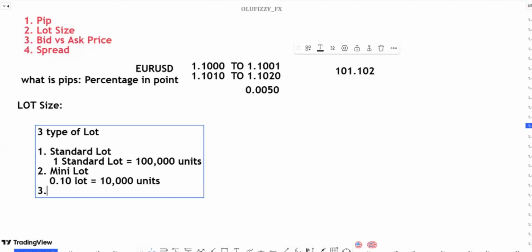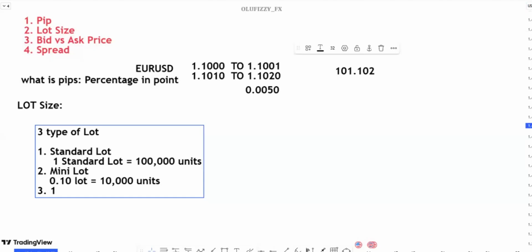For the mini lot size, it starts from 0.10, or you can say 0.1 to 0.99. Anything that crosses 0.99 is going to turn to one standard lot. And for this 0.10, that means you are opening a trade of 10,000 units of currency in the market. So that's 0.10, that is 10,000 units.